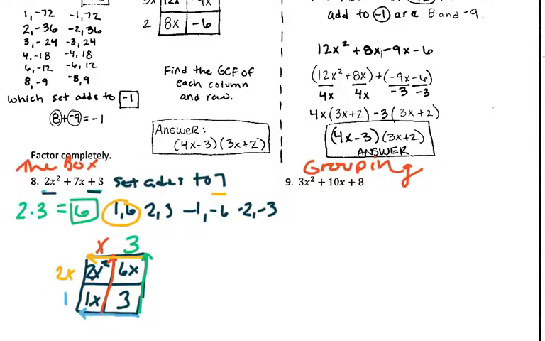So that means that our two factors that are actually going to equal this original trinomial are x plus 3 and 2x plus 1.